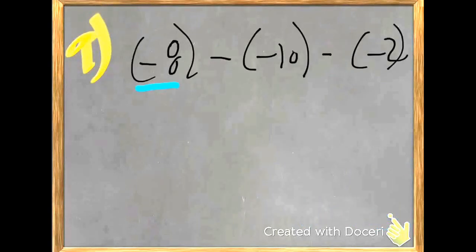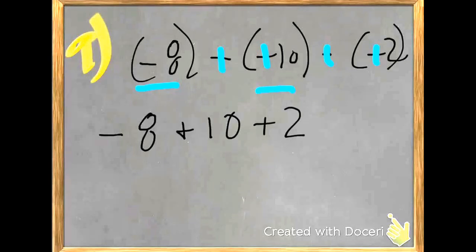Okay, again, keep, change, keep, change, and then rewrite it because that's all weird. Negative 8 plus 10 plus 2. And I'm thinking I'd rather add 10 and a negative 8 than 12 and a negative 8. So I'm going to add those two together first. Our answer is going to be positive because 10 is bigger. 10 minus 8 is 2. Bring down the other 2, and we have 4.